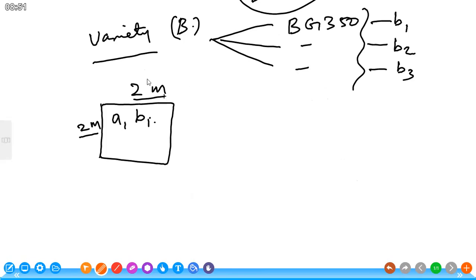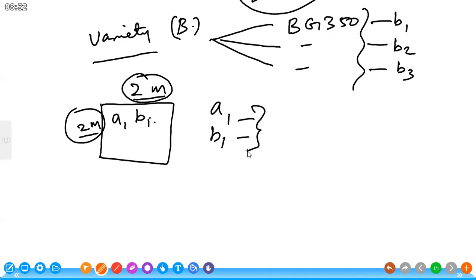This plot size is 2 into 2 meter. Can I have a treatment? What is this treatment? A1, B1. What is this combination? A1 and B1: four-wheel tractor tillage in BG 350. Is it possible to have a plot 2 into 2 meter to combine these 2 levels of factors? No. Why? Because the tractor size is bigger than that.